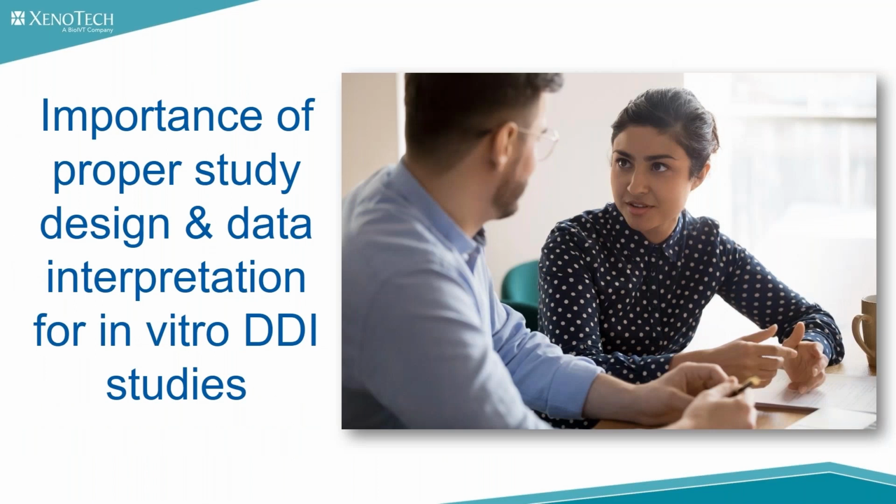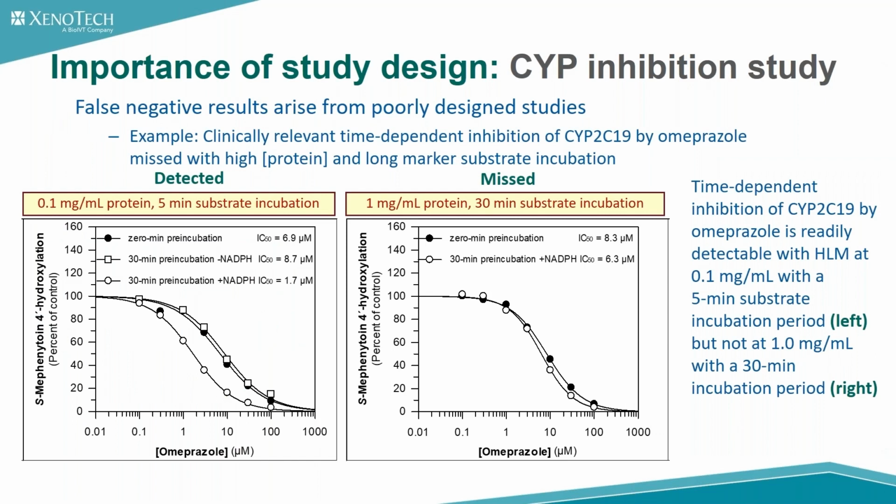Okay, now that we've reviewed the different types of in vitro ADME studies, let's take a look at some examples of areas of concern with conducting in vitro DDI studies. And the two main things here are the study design and data interpretation. And I'd like to just go over this by looking at 3 little case studies. So the first example here is of a CYP inhibition study design. And this example shows how not designing the study properly can end up with things such as false negative results.